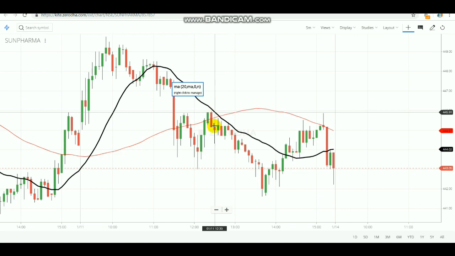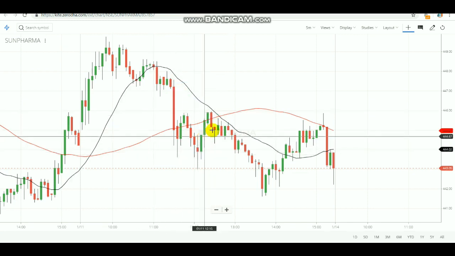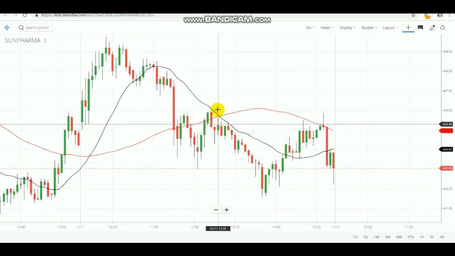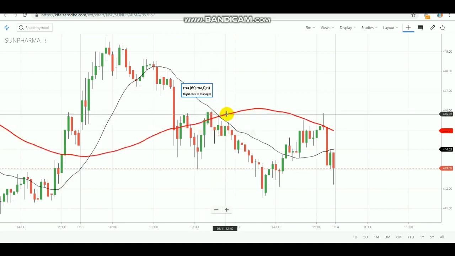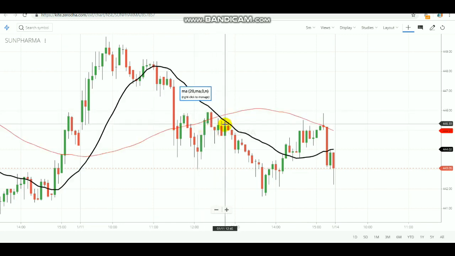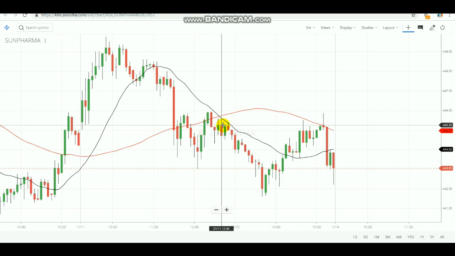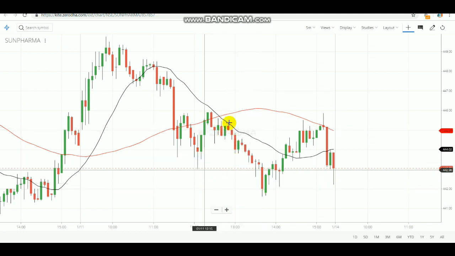Let's see how it happened. As you can see here, this crossover has happened. After the crossover, if the red line is above the black line, you need to sell. So around the next candle you would have sold it. After you sold it in the next candle, the market went down, so you would have made some profit at this time.